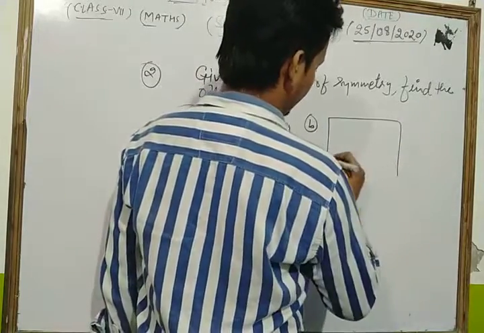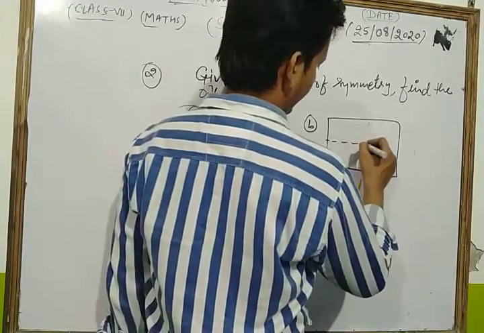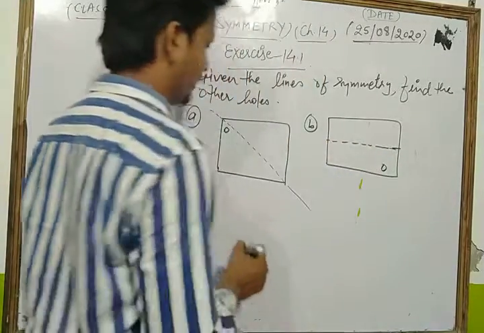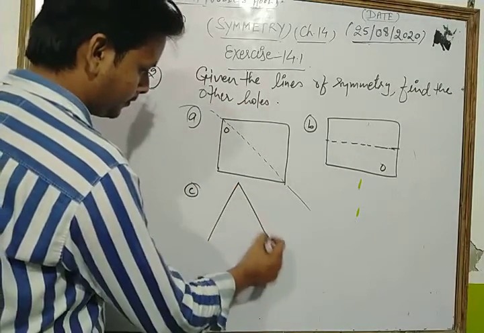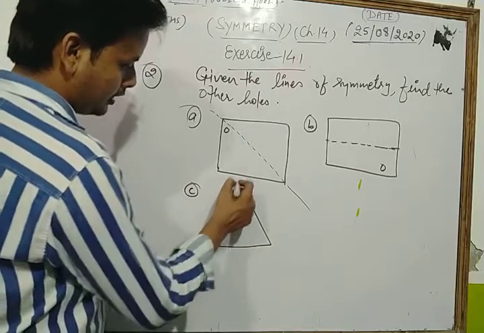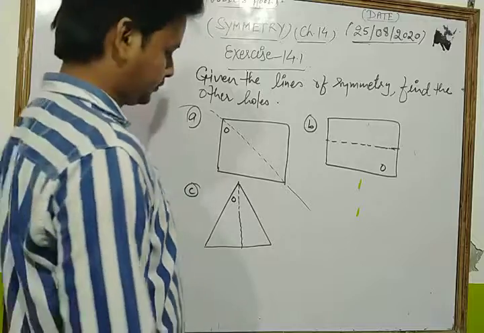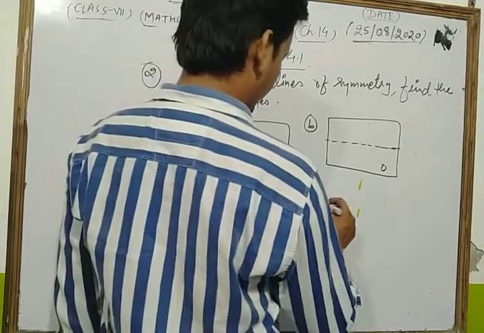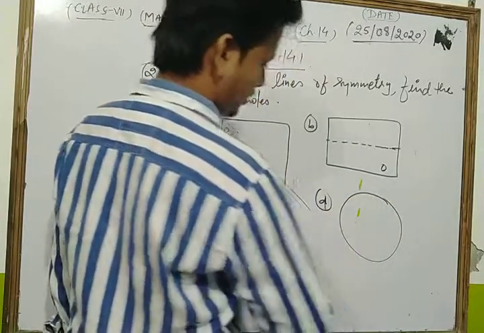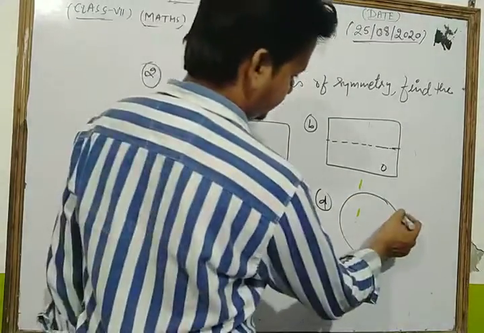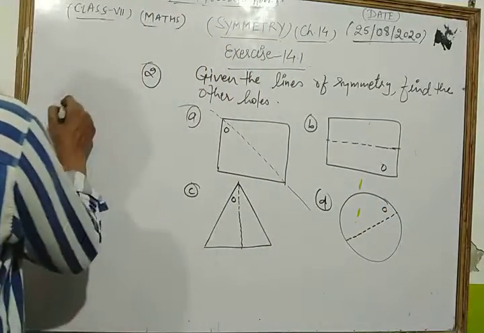In this way, a figure is given, and this is the line of symmetry, and here is one hole. Your third figure is given in this way, a triangle, and this is the line of symmetry, and here is the other hole. In the fourth figure, a circle is given. And the last part of this question is what?